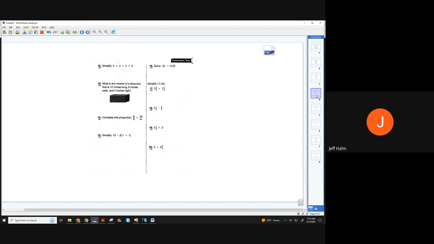16 should be 0.15, or just 0.15. 17 is 5 3/8. 18 is 1 3/4. 19 is 4 1/2. And 20 is 1 1/3.